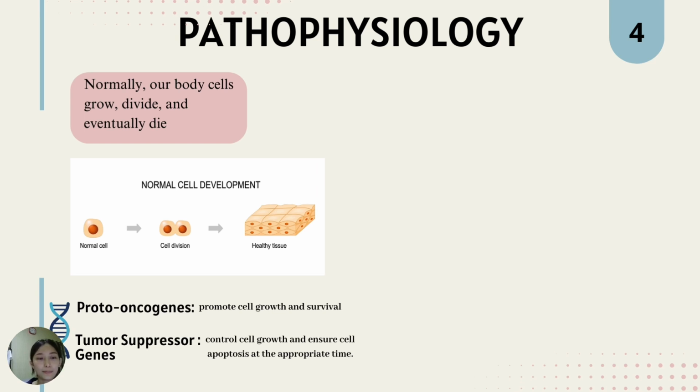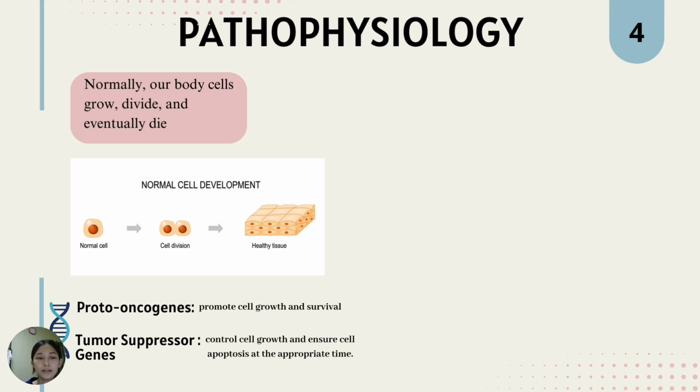There are two important genes which control the body cell activities. First is proto-oncogenes. These genes promote cell growth and survival. The next one is tumor suppressor genes. These are the genes that control cell growth and ensure cell apoptosis at the appropriate time, which means they let the cell die at the right time.